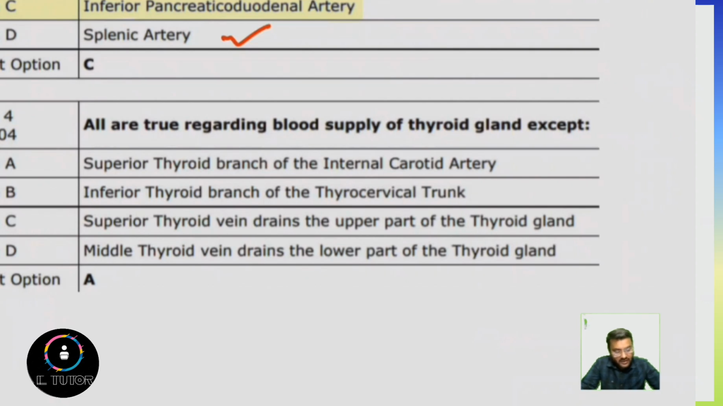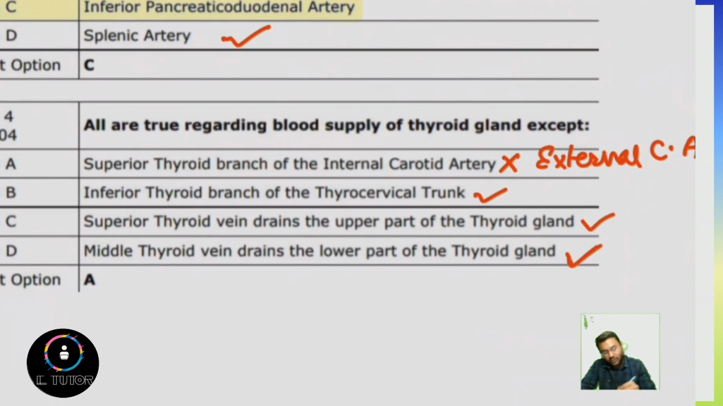All are true regarding the blood supply to the thyroid gland except. So superior thyroid branch of the internal carotid artery. Superior thyroid branch is there, but it is not a branch of internal carotid artery. It is a branch of external carotid artery. Inferior thyroid branch of a thyrocervical trunk. This is correct. Superior thyroid vein drains the upper part of the thyroid gland. This is again a correct option. Middle thyroid vein drains the lower part of the thyroid. Then again this is a correct option. So option number A is wrong, because superior thyroid artery is a branch of external carotid artery, not the internal carotid artery.